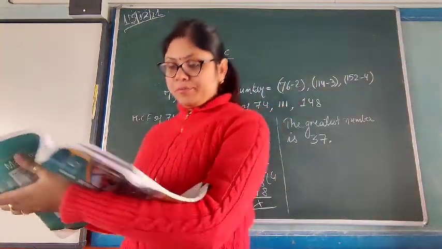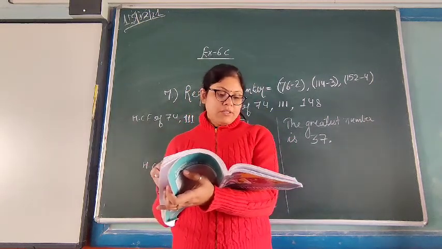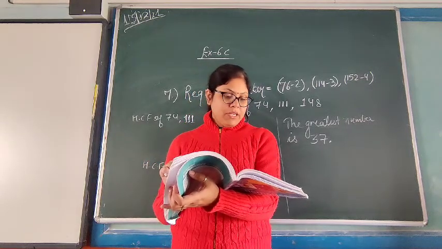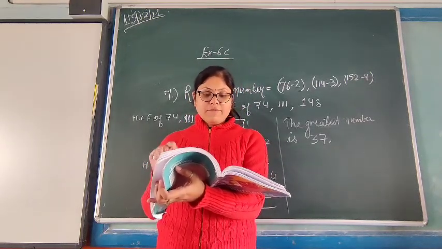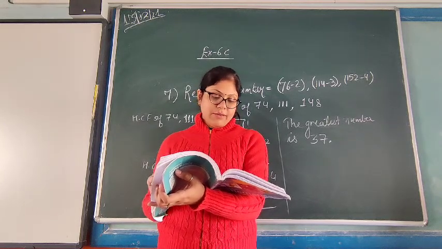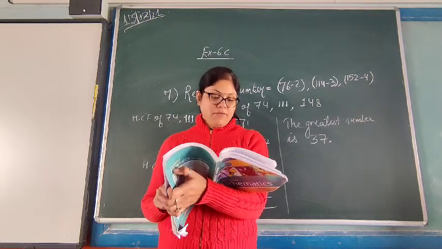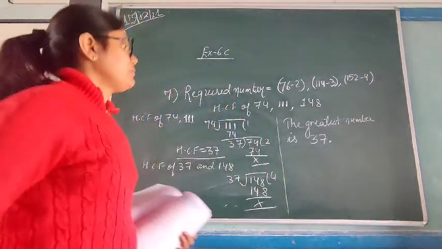Come to 8th question. Two vessels contain 104 liters and 91 liters of milk respectively. Find the measure of a bucket of maximum capacity which can measure the milk of either vessel an exact number of times. So what you will do, again, you will take out the HCF of 104 liters and 91 liters. Let's do.